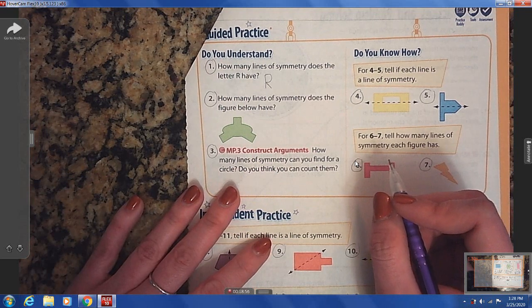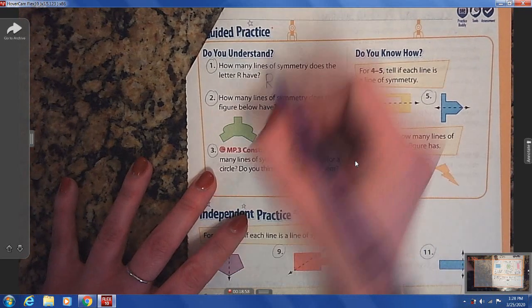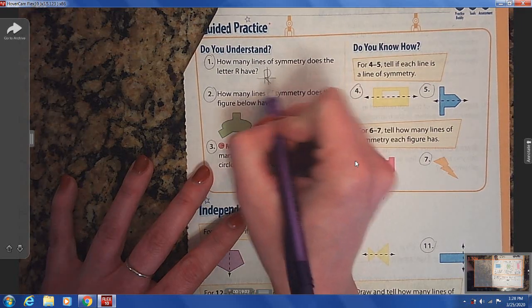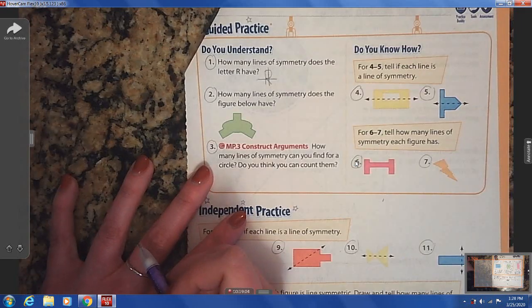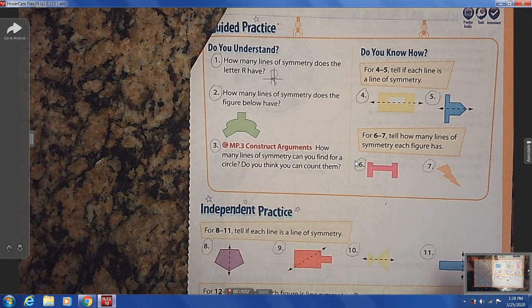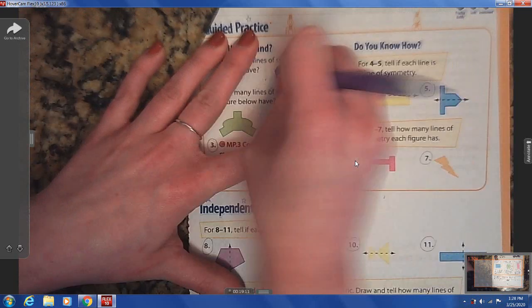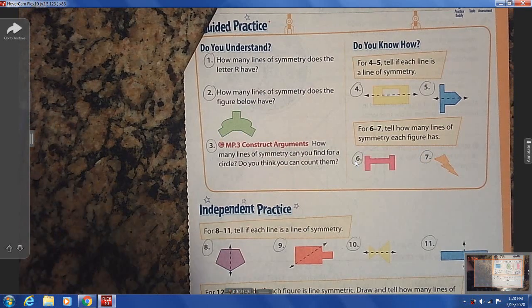Looking at the R, I'm like, I could cut it in half here. That's not going to be the same. If I cut it in half here, that's not going to be the same. So how many lines of symmetry does the R have? The R has 0 lines of symmetry.